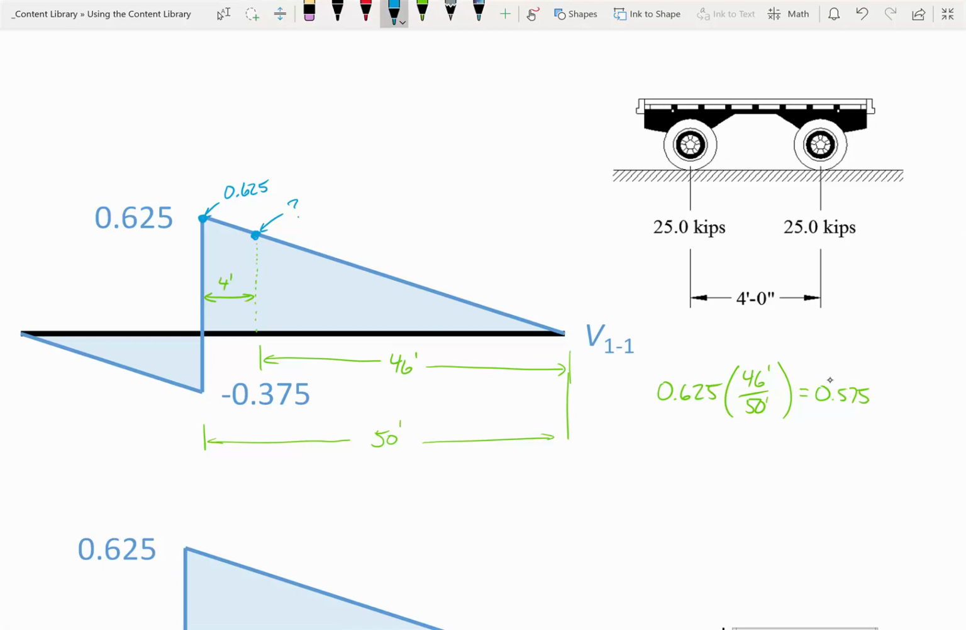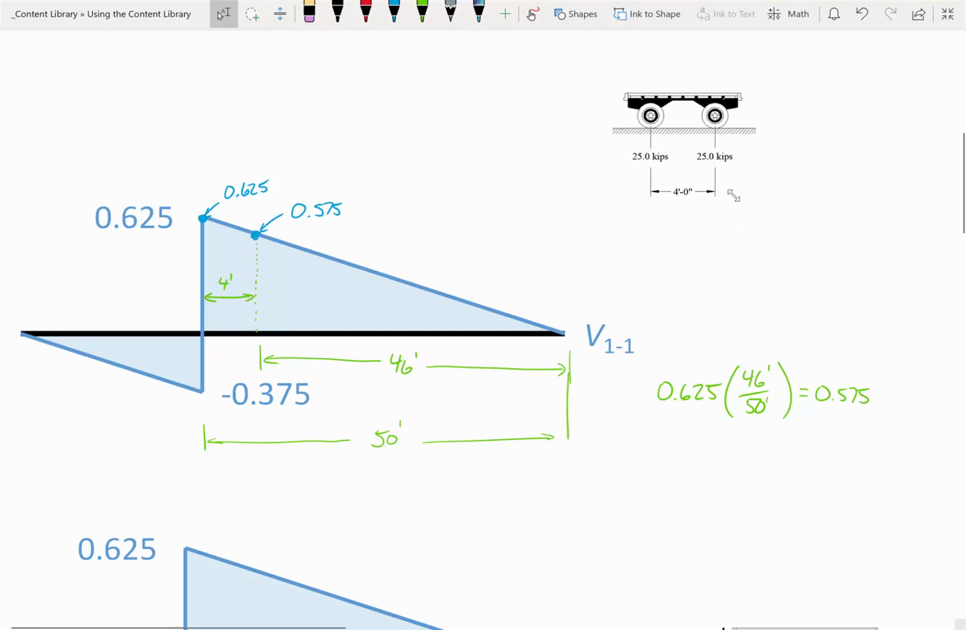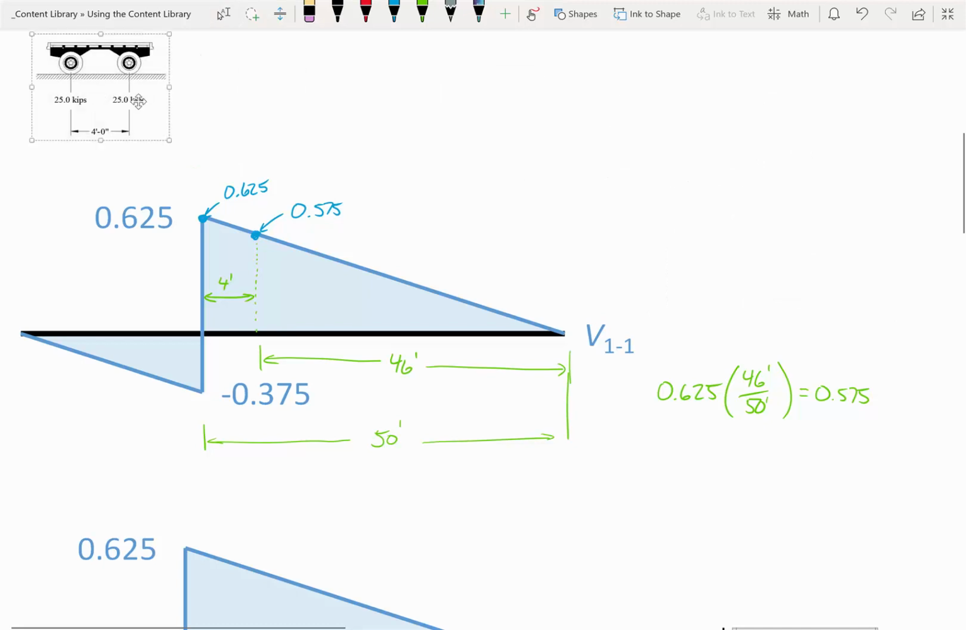So this value here is 0.575. And that's it. That's all there is to it. So, let me make that a little smaller here, move that out of the way, and we'll take this and move it up here a little bit.